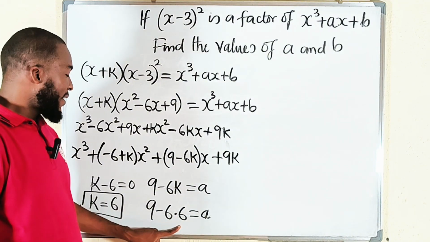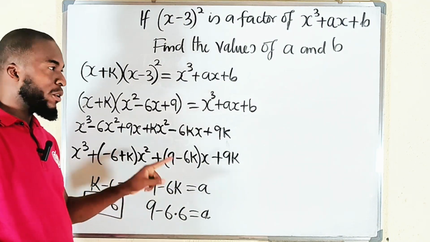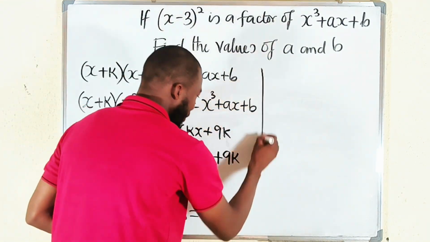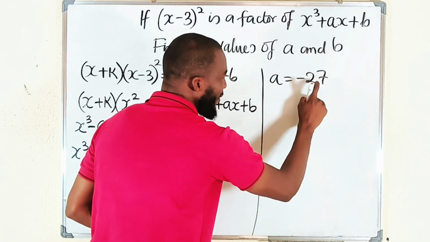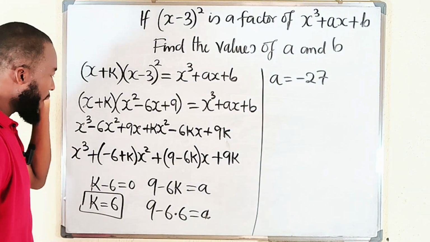6 times 6 is 36. And 9 minus 36 is minus 27, which means that a is equal to minus 27. Remember this value? Yeah, the same thing as the previous one.